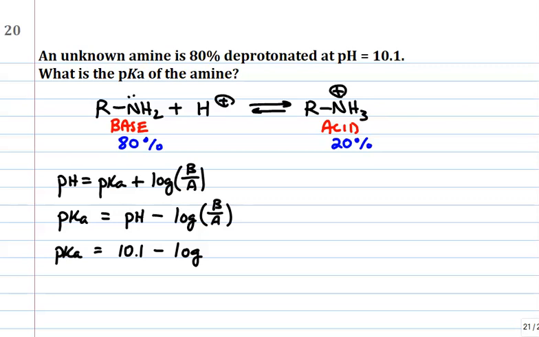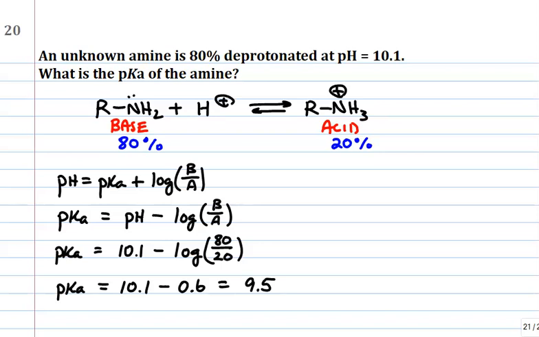So think about having 100 molecules. This makes it easy. You have 100 molecules of this amine in water. How many of them are in the base form? 80. How many are in the acid form? 20. There you go. So we've got 10.1 minus the base 10 log of 80 divided by 20. And again, this is just kind of landing the plane here. 10 minus 1 minus 0.6 equals a pKa of 9.5.